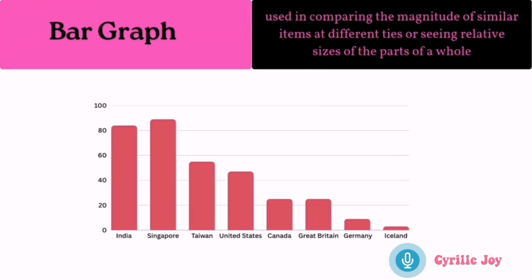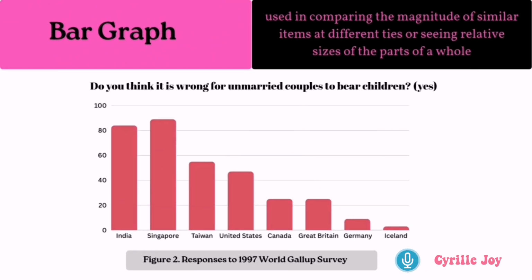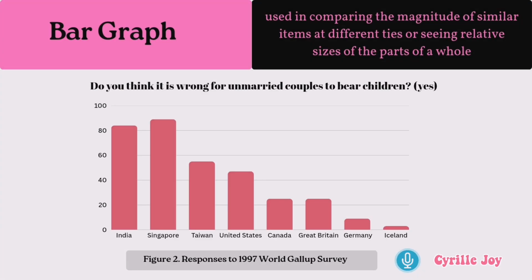Next is the bar graph. It is used in comparing the magnitude of similar items at different times or seeing relative sizes of the part of the whole. In Figure 2, these are the responses to the 1998 World Gallup survey, in which they answered, "Do you think it is wrong for unmarried couples to bear children?"